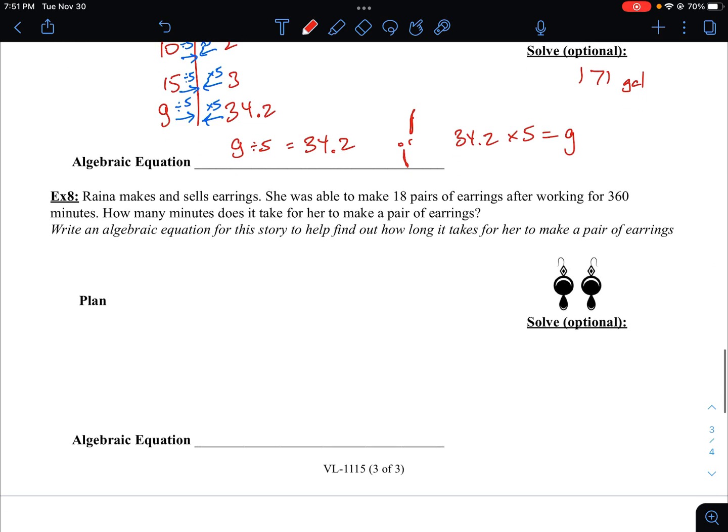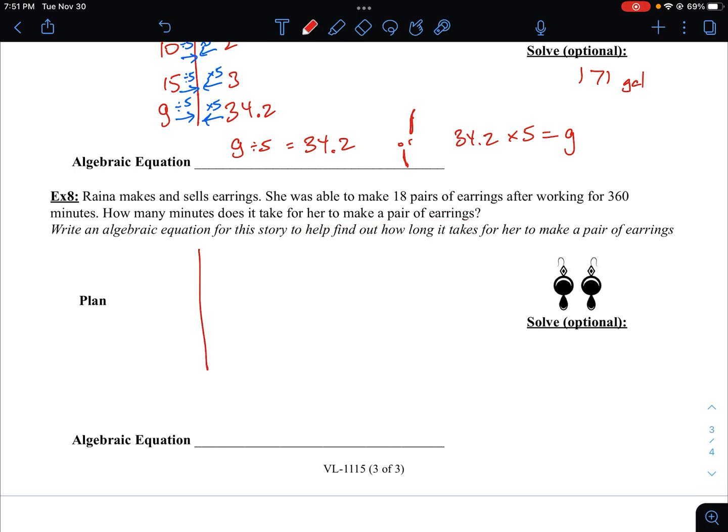All right, let's go to the last one. Last one is kind of a strange one. We'll talk about this afterward. But Raina makes and sells earrings. She was able to make 18 pairs of earrings after working for 360 minutes. How many minutes does it take for her to make a pair of earrings?